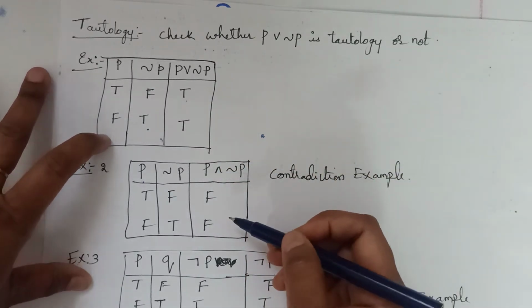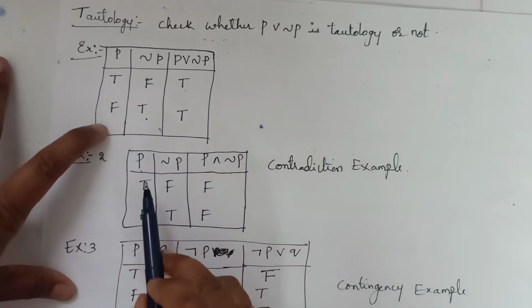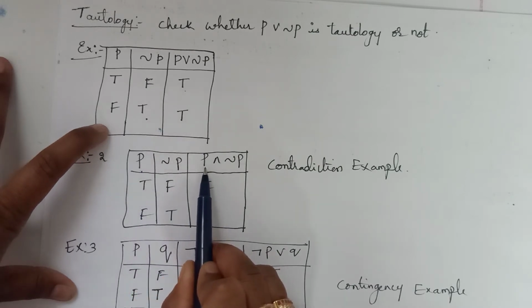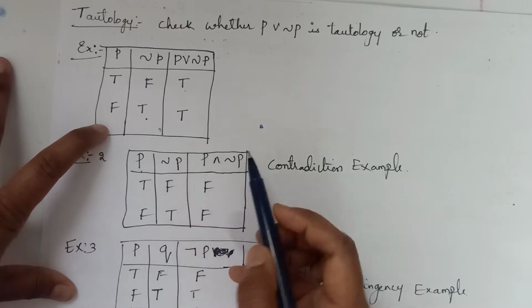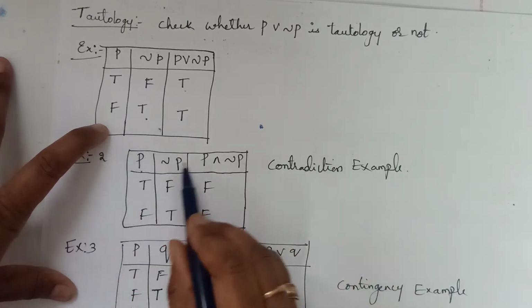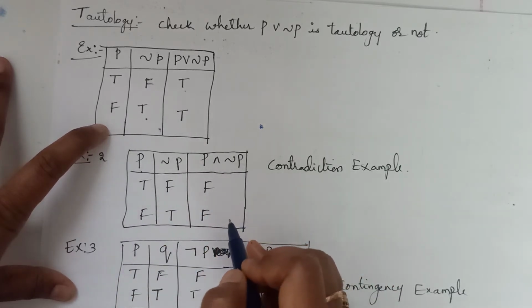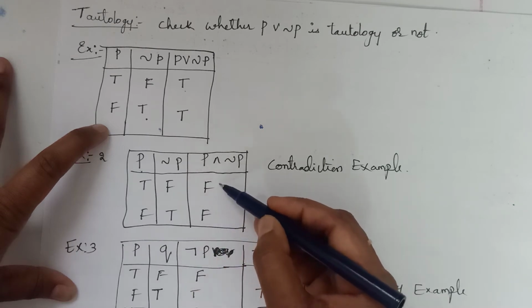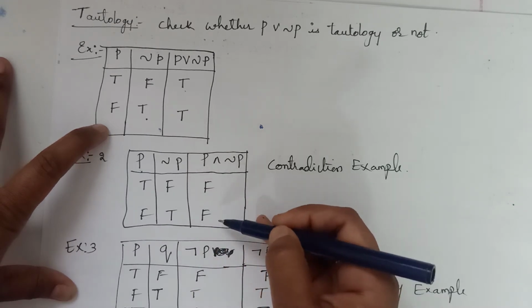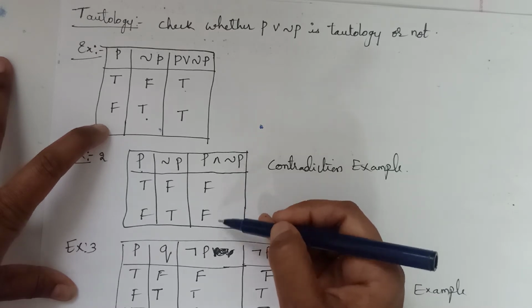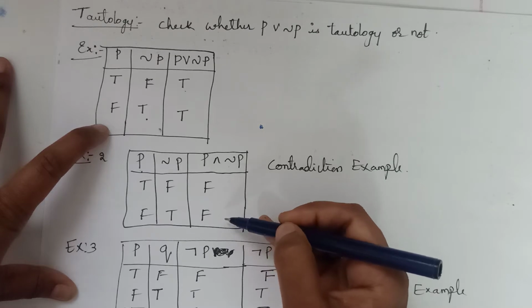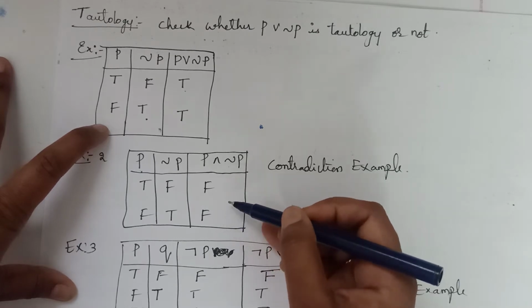Here we have an example for contradiction. I am going to check whether P and negation P is a contradiction or a tautology. First construct a truth table. If you observe the last column of this truth table, all the truth values of this proposition are false. Therefore, it is not a tautology, it is a contradiction.